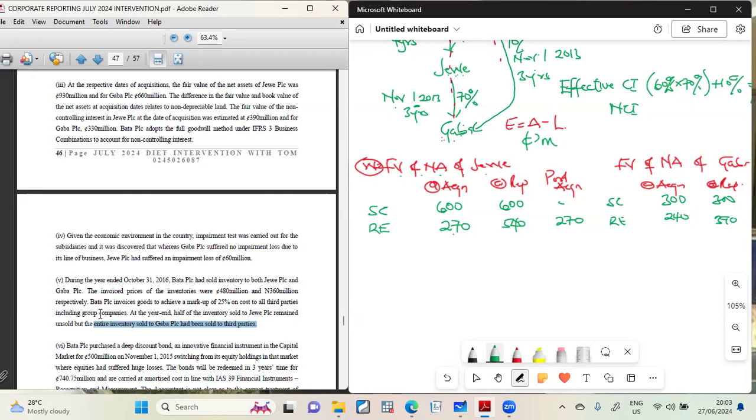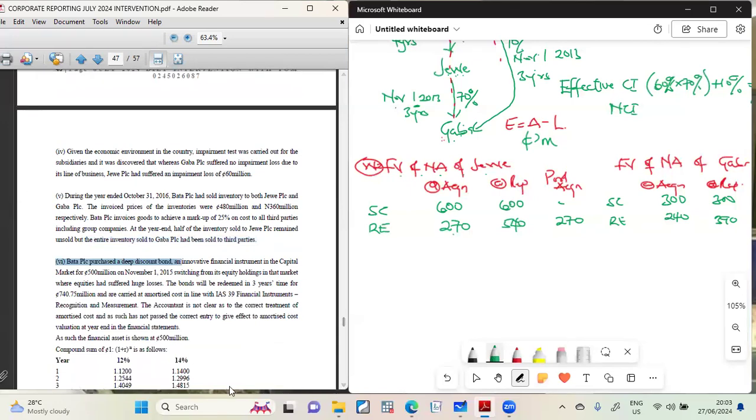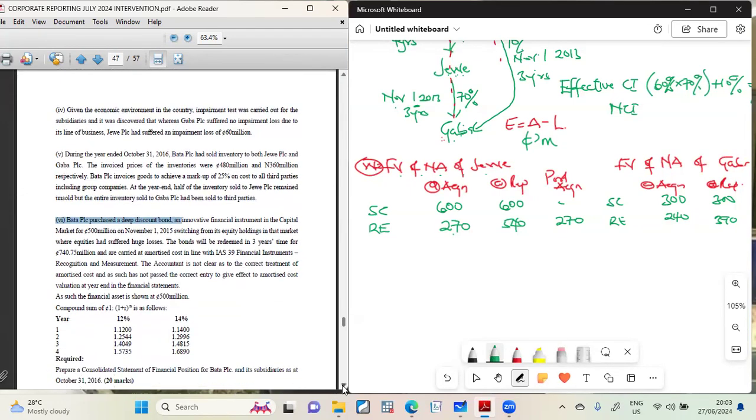All right. So that is that. And he said that this one is PAP and the parent is the one that sold. So the workings will be in workings 5. It will be reflecting in your workings 5, group retained earnings. Then the deep discount bond purchase. These are the things. It brings you on board to IFRS 9 again.